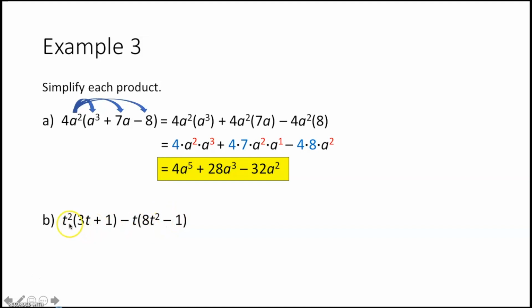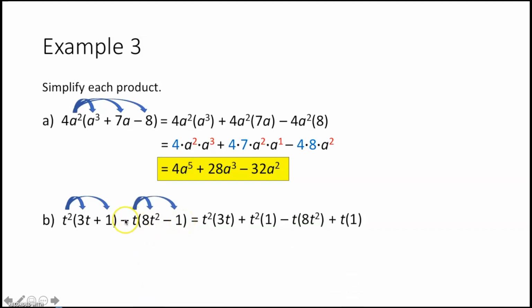Here, we actually have a monomial multiplied by a binomial, and then minus a monomial multiplied by a binomial. So we're going to have to distribute twice here. So we're going to distribute the t squared to the 3t and the 1. Then we're going to distribute the negative t to the 8t squared and the negative 1. Now notice, when I distribute the negative t to the negative 1, we get positive t plus 1.